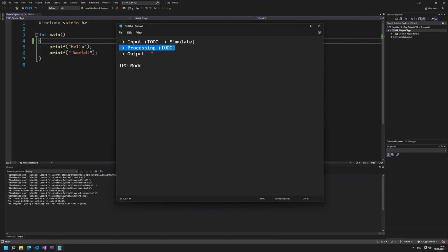Alright, so let's talk about the big block that we have here, the processing block, which is by far the most important one, because input and output are basically stuff that we don't care about. If we have a game, for example, input and output is completely handled by the game engine. Processing is also handled by the game engine, but you need to extend the processing of a game engine to add your own game logic to the game. But input, output is always handled.